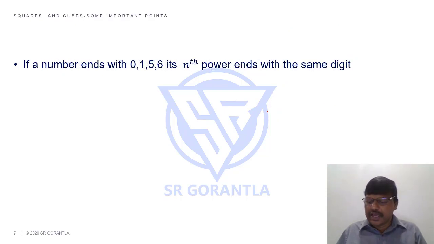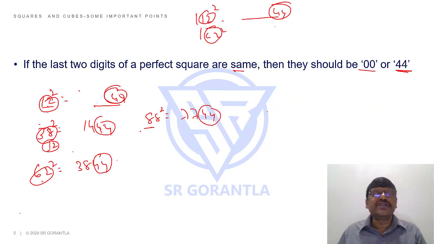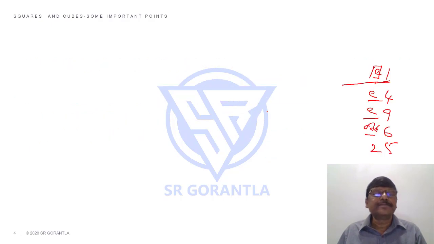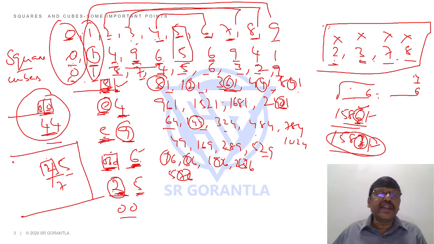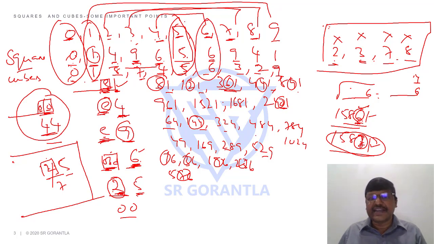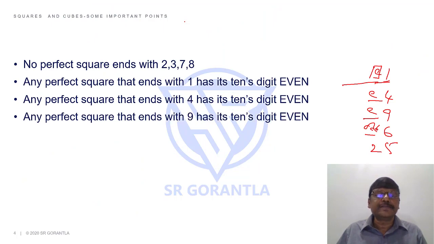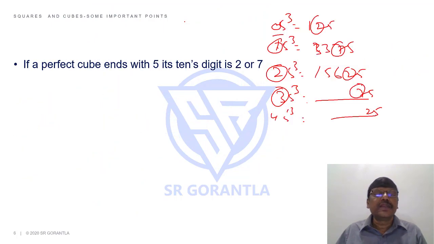Next, students, this is interesting. If a number ends with 0, 1, 5, 6, its nth power ends with the same digit. Yes or no? If you go back to the first explanation that I gave you, students, you can see here, if you take 0, what's happening? 0 square or 0 cube, it is ending with 0, or not? 1 square, 1 cube, again it's ending with the same 1. Similarly, 5 square, 5 cube ending with the same 5. 6 square, 6 cube, it's ending with the same 6, or not? Yes. That's what I'm saying here, students.